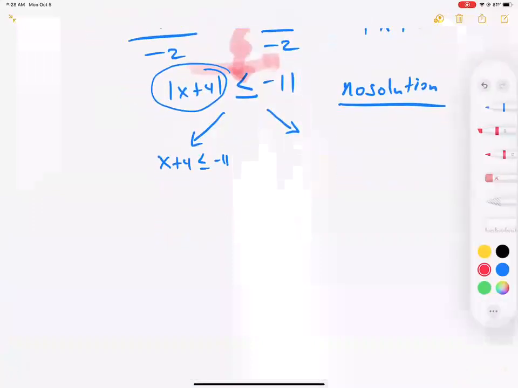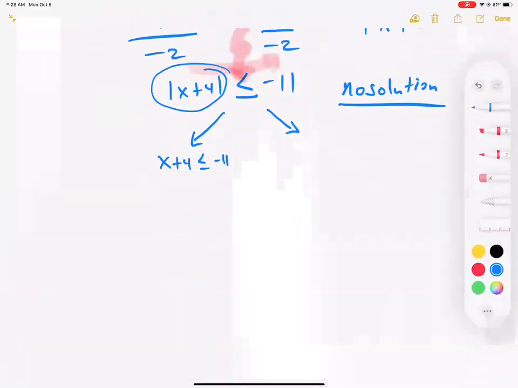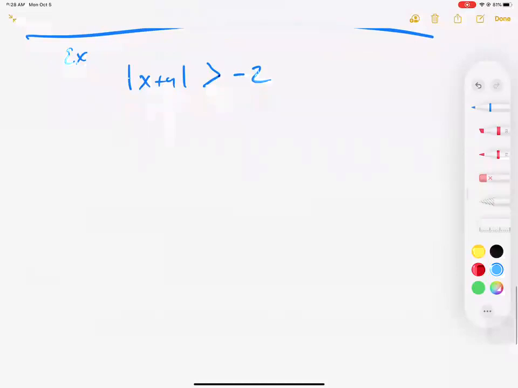But what if, let's test something out. So let's try this other example really quick. Similar to what we did before, but I'm going to ask you this question. What if I write absolute value of x plus 4 is greater than negative 2? Is this ever true or always true? Remember, absolute values are always positive, right? And aren't positive numbers always greater than negative numbers? So it turns out this is always true. So all real solutions.